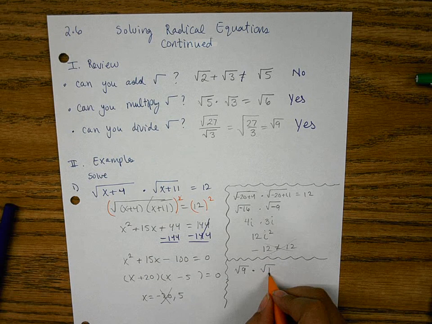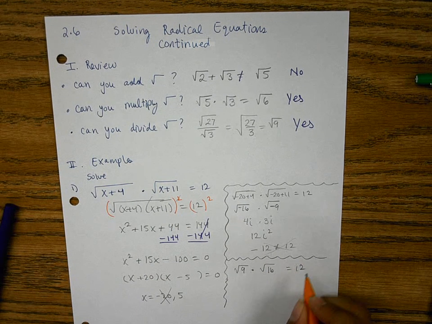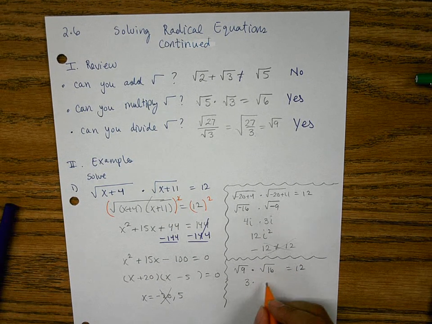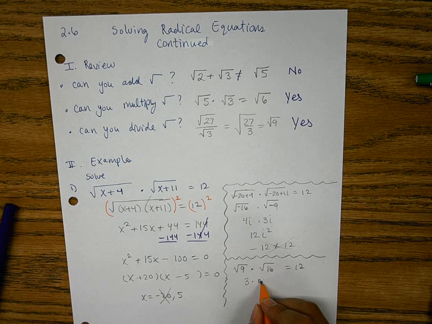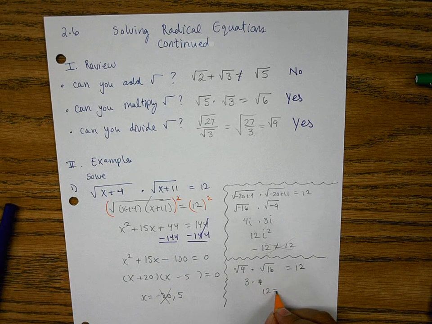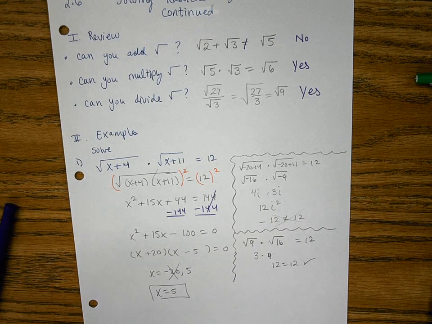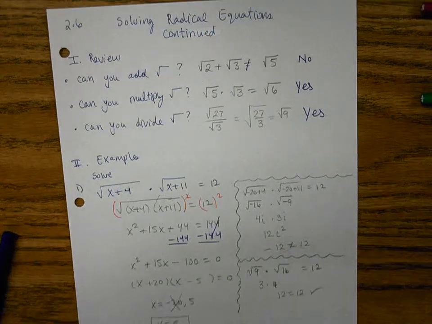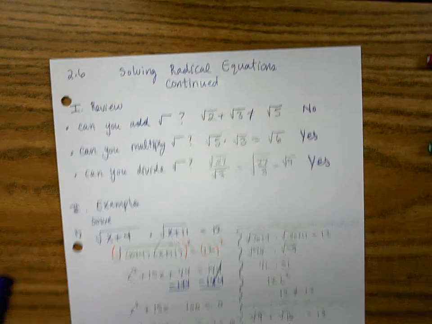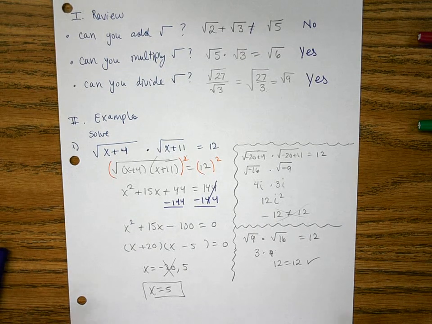5 plus 4 is 9 times the square root of 5 plus 11 is 16 equals 12. Square root of 9 is 3. Square root of 16 is 4. And indeed, 3 times 4 is 12. All is good. Your only solution then is 5, not the -20. That was an extraneous solution.